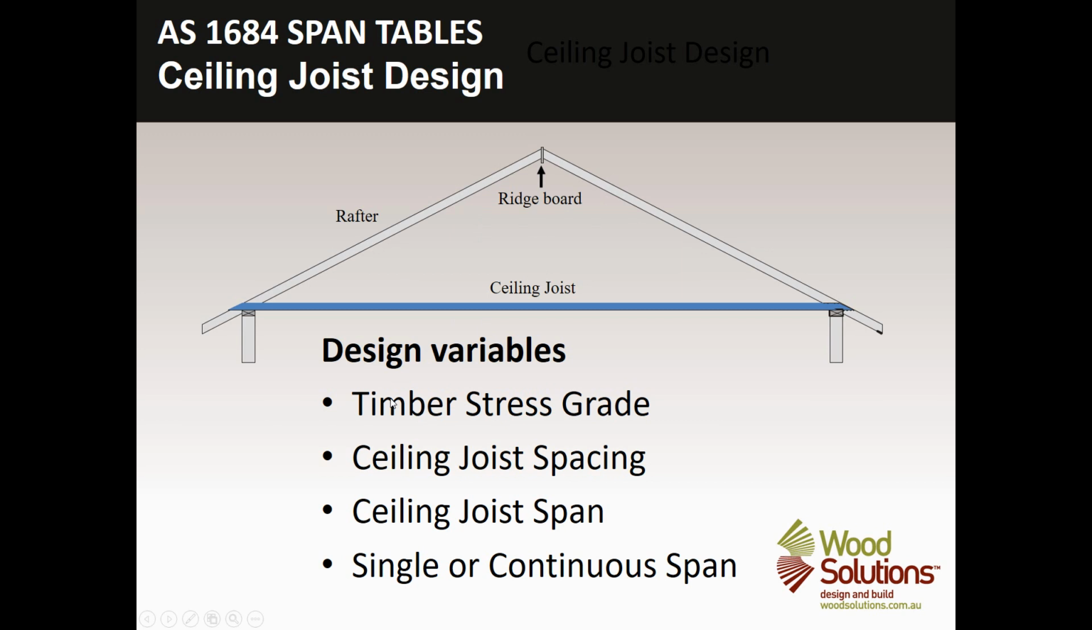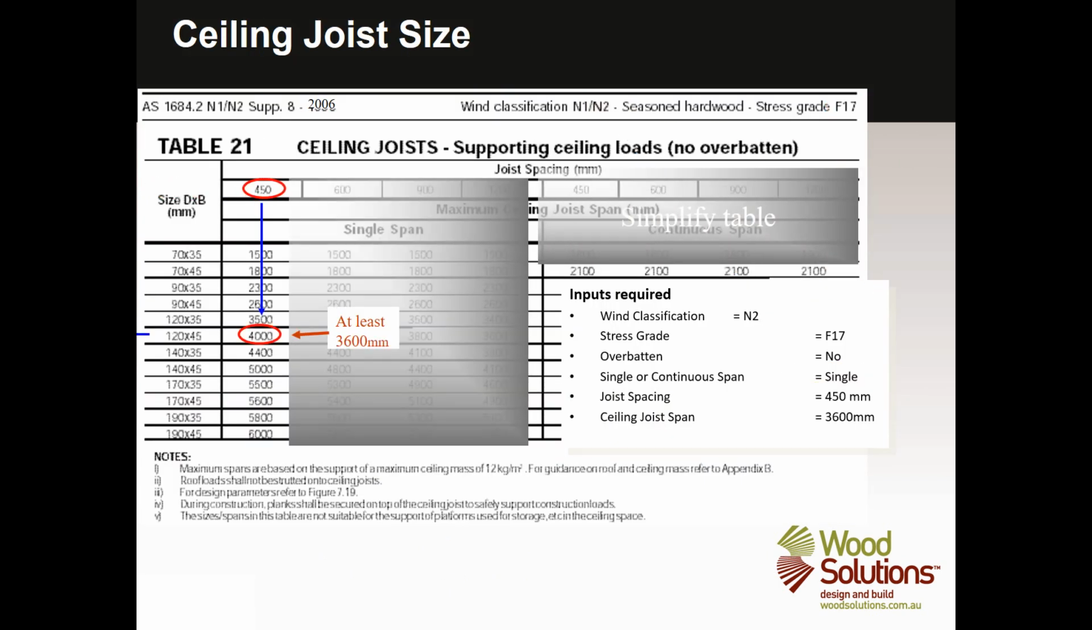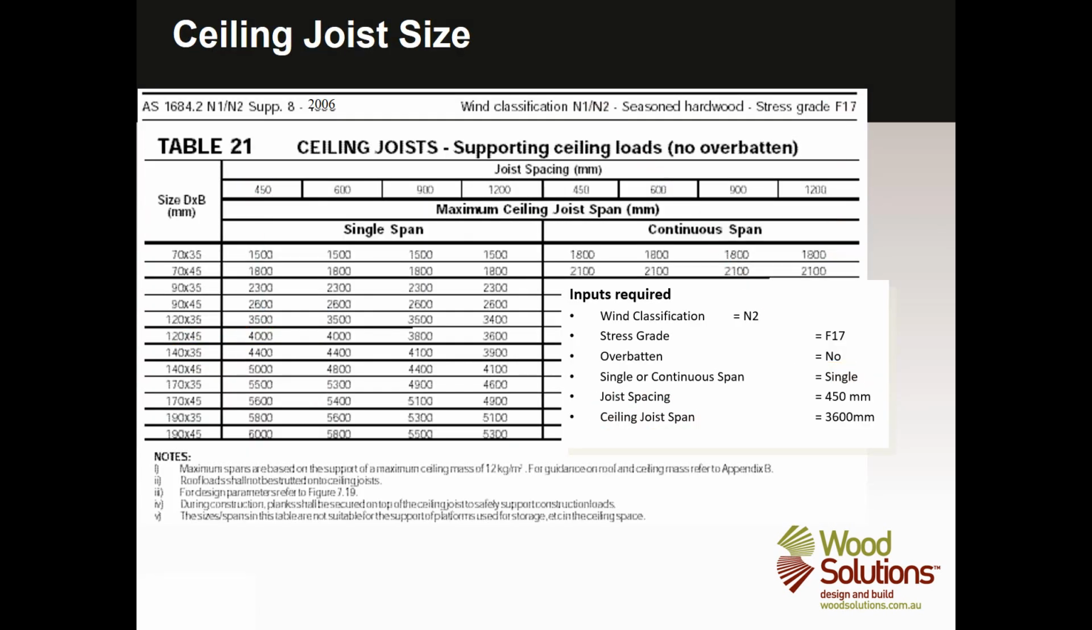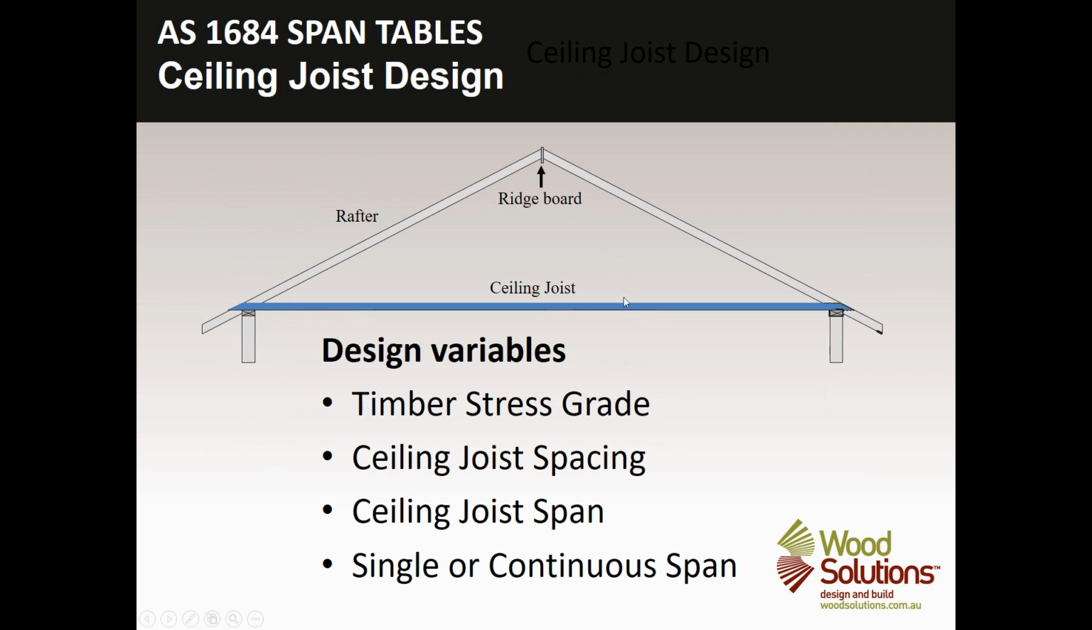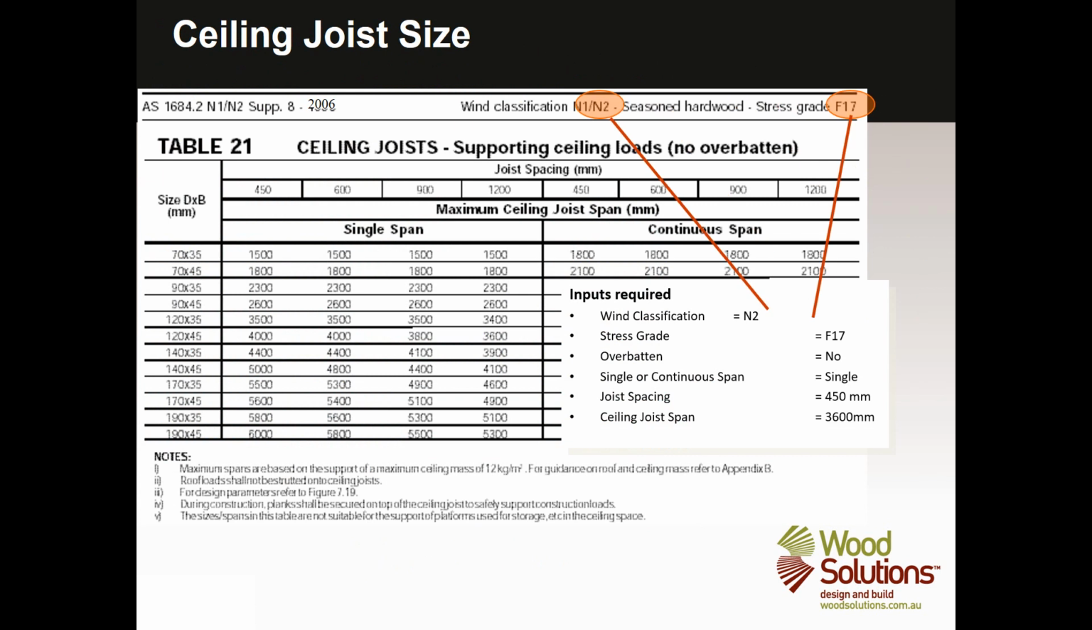So design variables: timber stress grade, ceiling joist spacing, ceiling joist span, single or continuous span. Once we go through the process, we arrive at 120 by 45s. But that's not a massive or unusual size of timber, so we'd probably leave it at that. Or we may go back to the drawing board. We may decide it's possible to put in a hanging beam here in the centre, and then cut our ceiling joists down to 90 by 45s in the process.